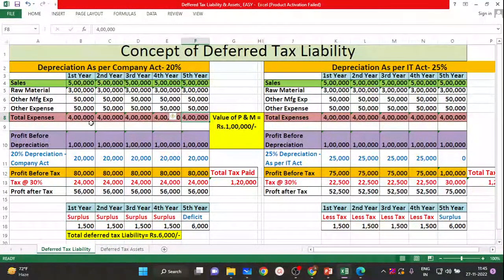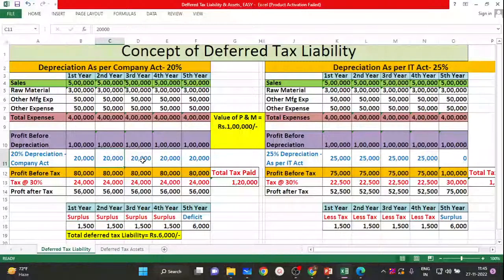So if you see, friends, the profit before depreciation is 1 lakh rupees that the company is making every year. As per Company Act, the company is making provision for the depreciation of 20,000 rupees every year. So profit before tax will be 80,000 rupees. And every year the company is debiting 24,000 rupees as tax, and profit after tax is showing 56,000. So every year the company is having a surplus in the form of deferred tax liability of 1,500. Why? Because as per the IT Act, they are paying 1,500 rupees less every year.